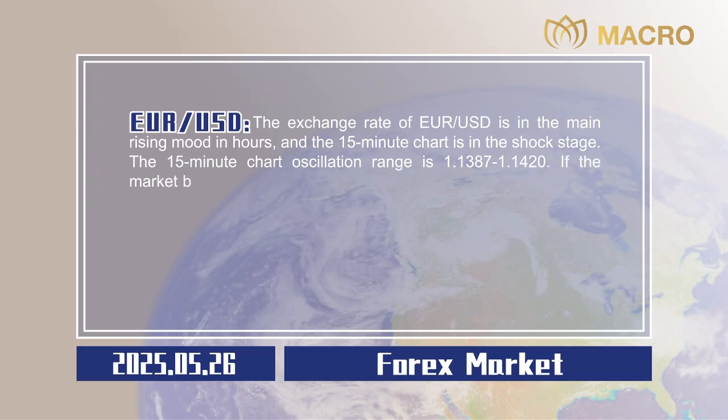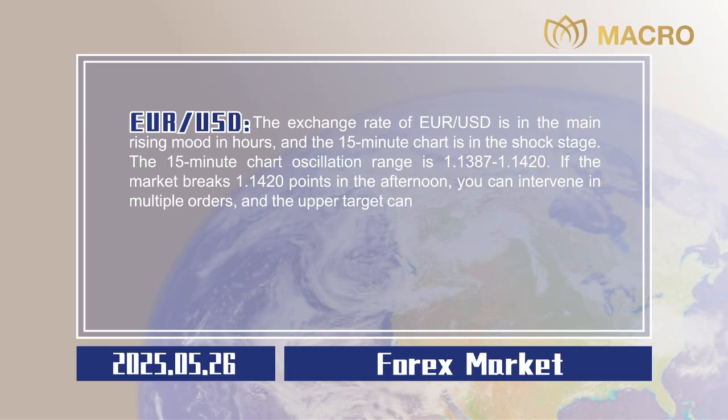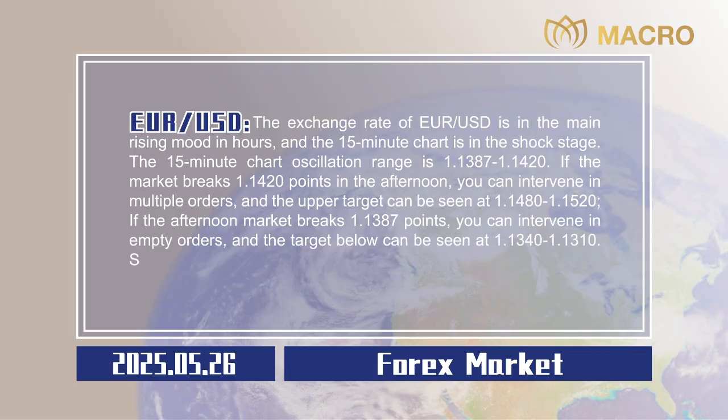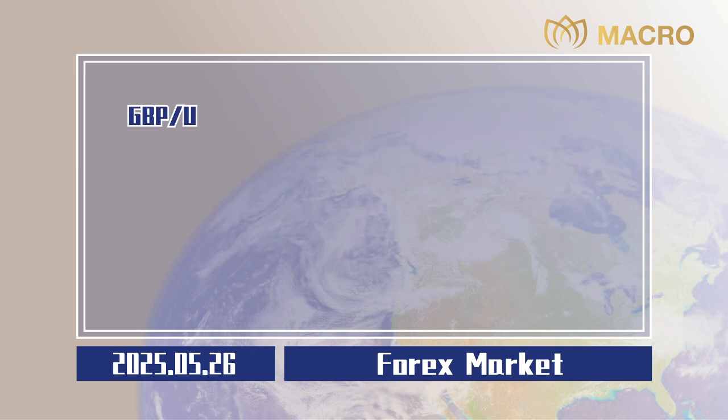If the market breaks 1.1420 points in the afternoon, you can intervene in multiple orders, and the upper target can be seen at 1.1480 to 1.1520. If the afternoon market breaks 1.1387 points, you can intervene in empty orders, and the target below can be seen at 1.1340 to 1.1310. Stop losses are all 20 points, 0.0020.